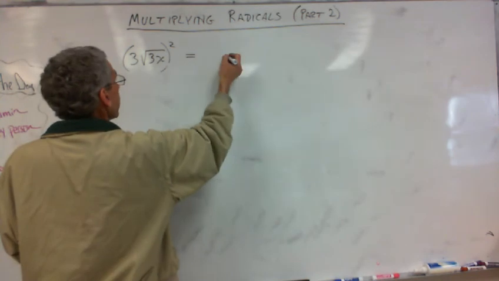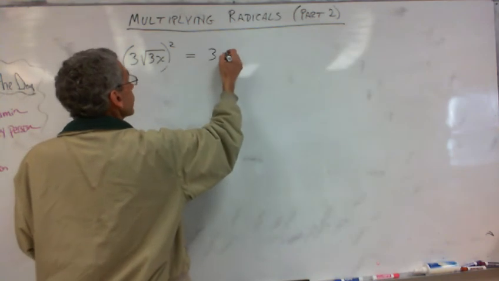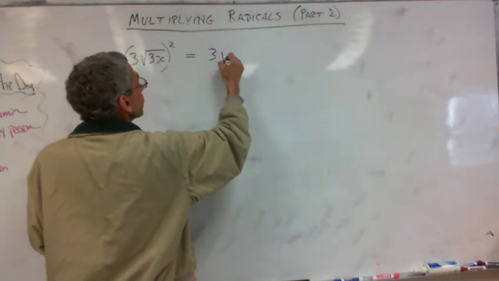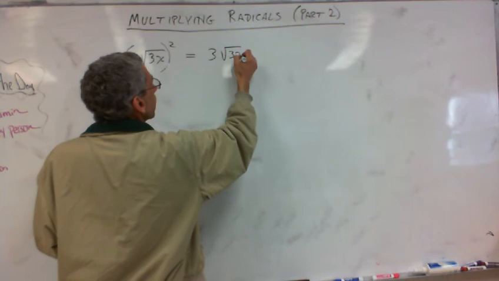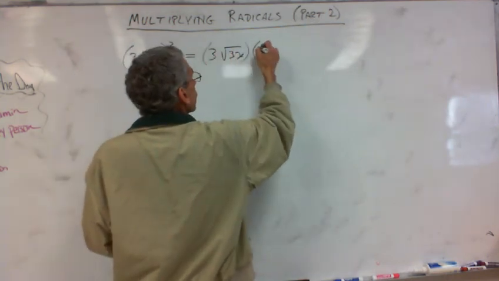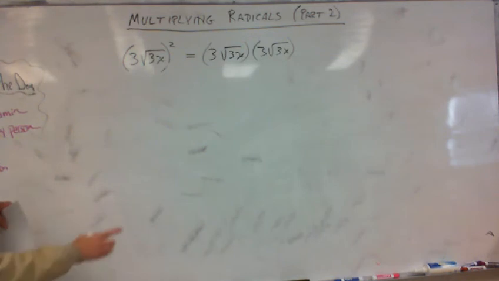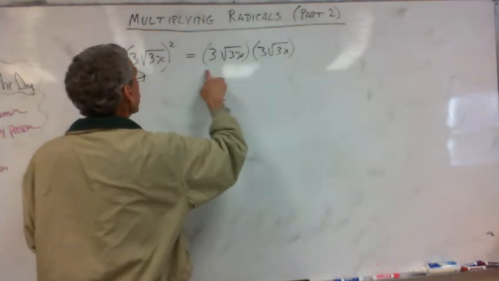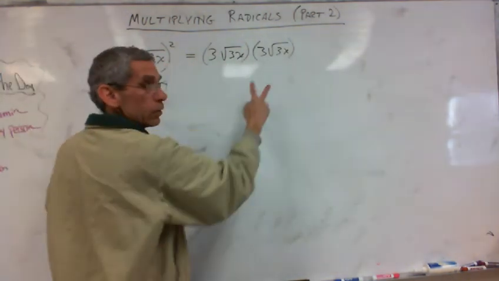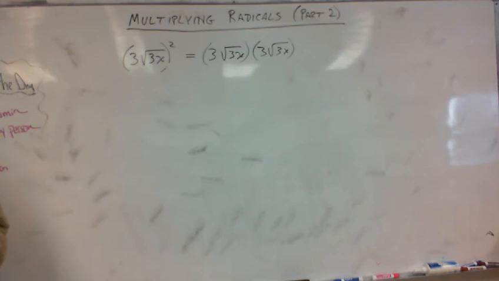So if I wrote it out that way, I'll write it that way first, and then I'll show you a shorter way. 3 times the square root of 3x, times this 3 times the square root of 3x. Is that what I just said? Okay. So those are the same thing. I'm multiplying them out twice. That's what this means, right? You agree with me? Everybody knows that, right? That's what a squared means.